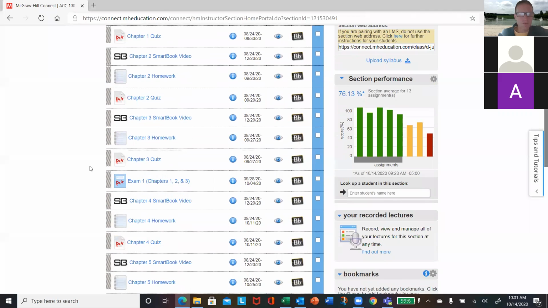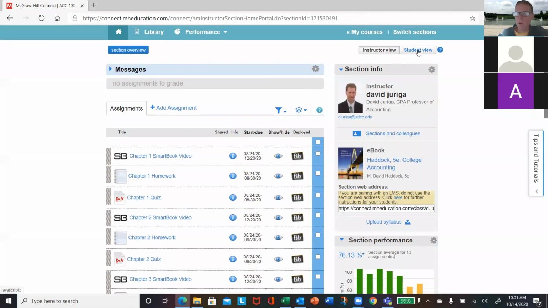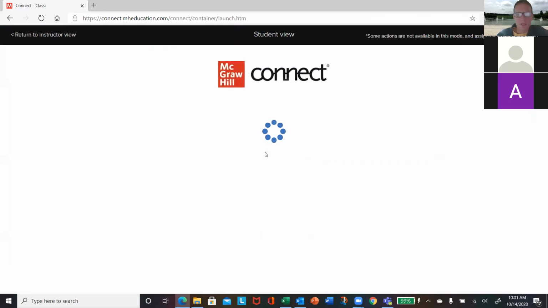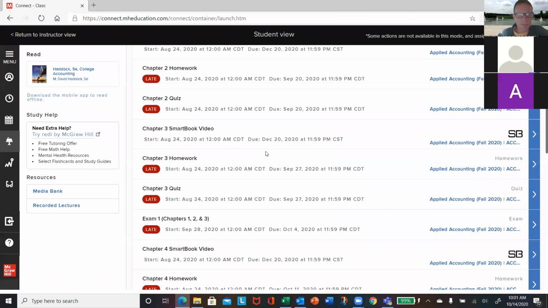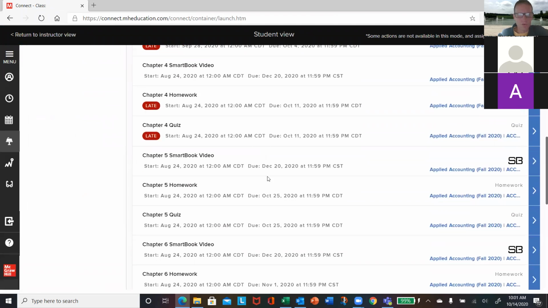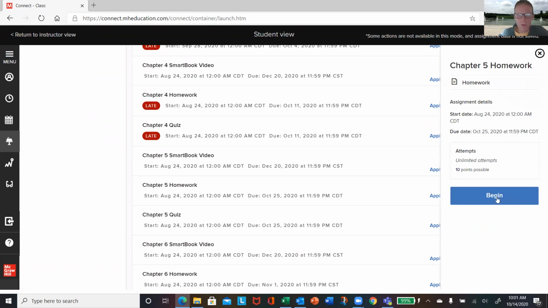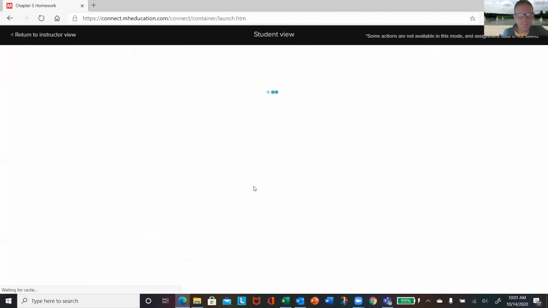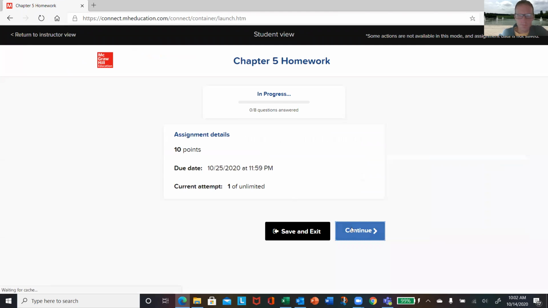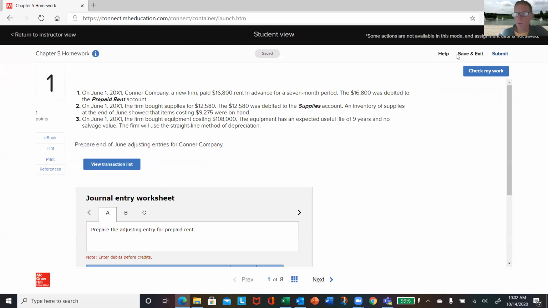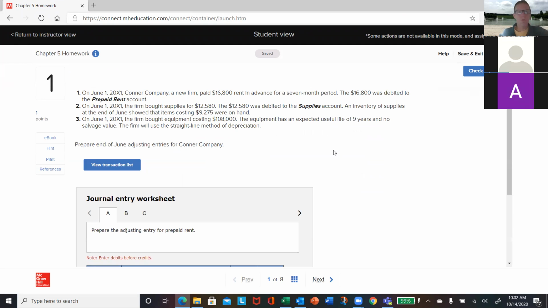All right, so this is going to be in the Chapter 5 homework, and I'm going to go ahead and get into the student view because this is how you will all see it when you work with the problems. So let me minimize my view here just for a second. All right, so Chapter 5 homework. I'm going to click Begin. And again, I'm going to be on problem number 1.